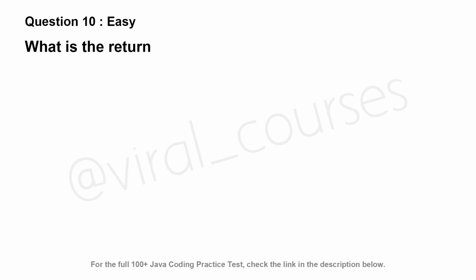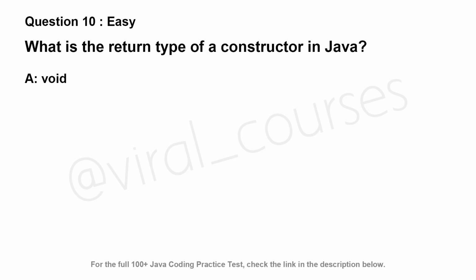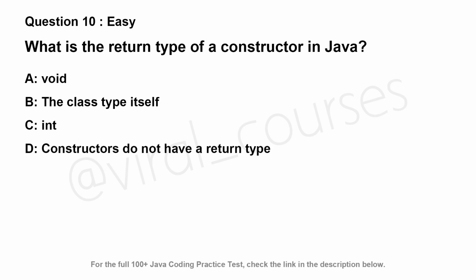What is the return type of a constructor in Java? Option A. Void. Option B. The class type itself. Option C. Int. Option D. Constructors do not have a return type.